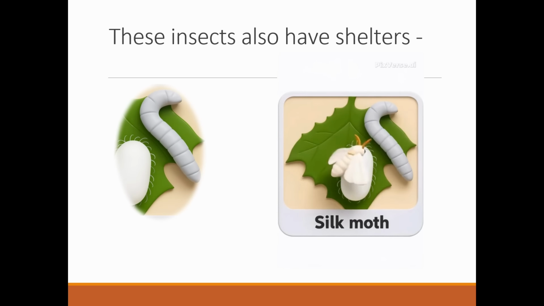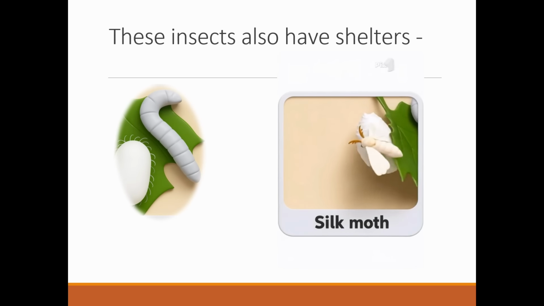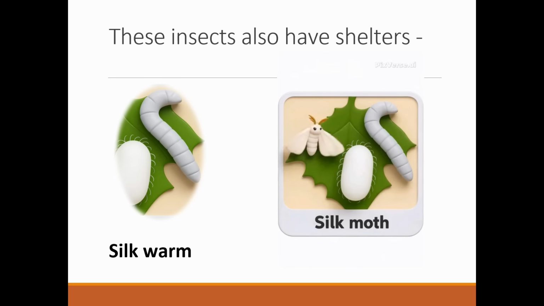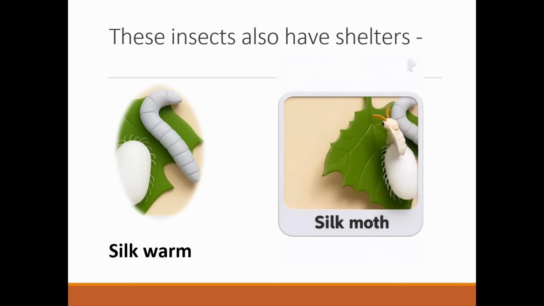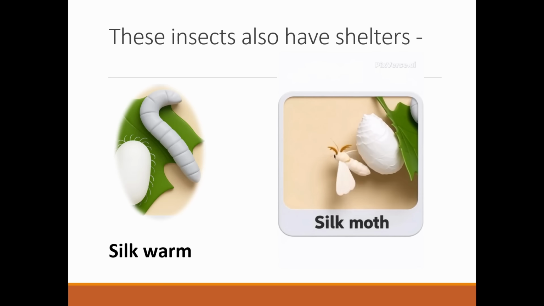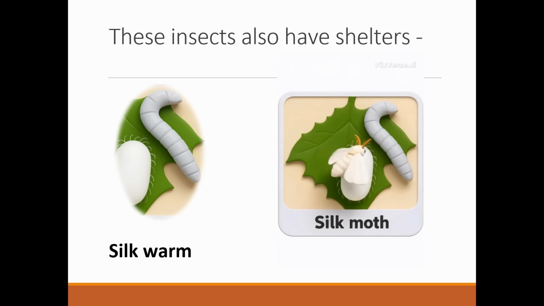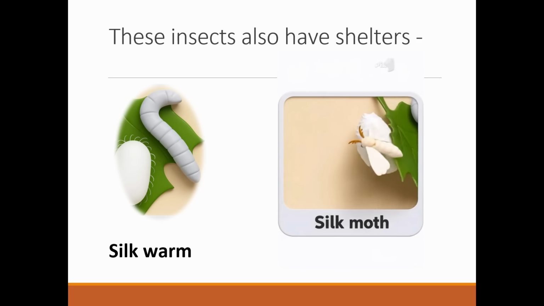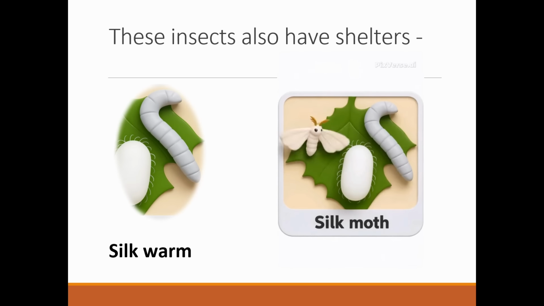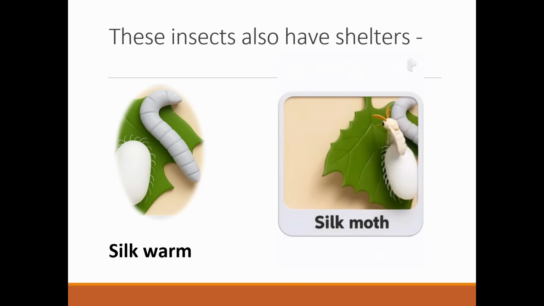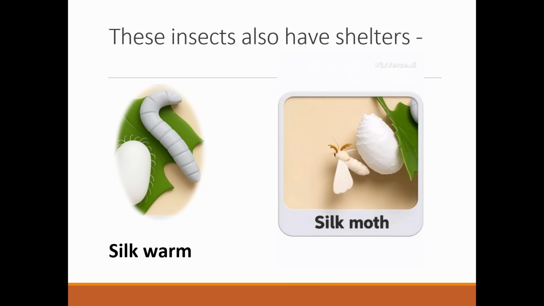See this one? Here it is. What is it called? It is a silkworm. Do you know what it does? A silkworm produces silk. Where does a silkworm live?